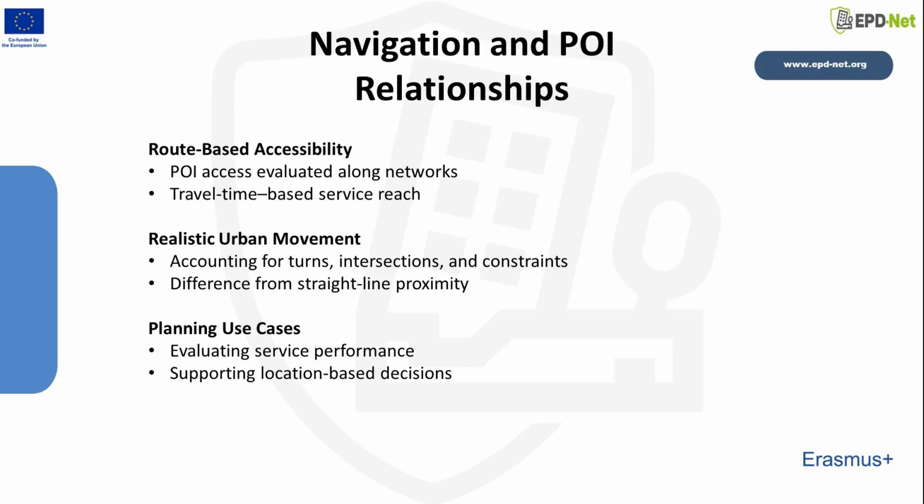Navigation-based analysis evaluates POI accessibility using real travel paths rather than straight-line distance. By measuring access along transportation networks, planners can understand how easily people can reach services under realistic urban conditions. This approach accounts for turns, intersections, one-way streets, and other network constraints that influence travel time. As a result, navigation-based analysis provides a more accurate representation of urban movement compared to simple proximity measures.